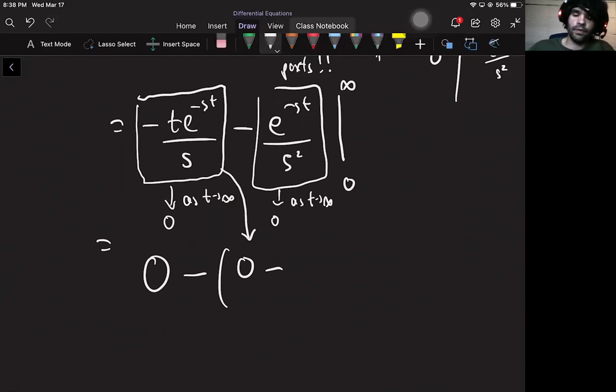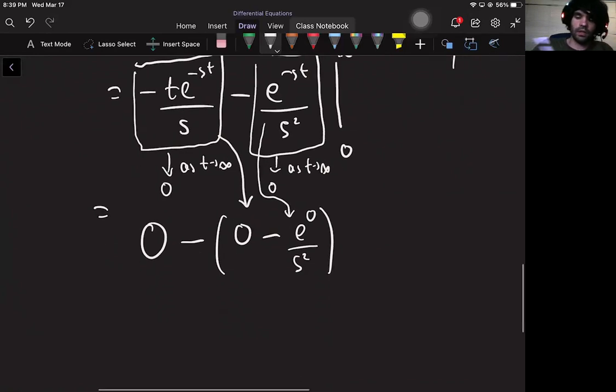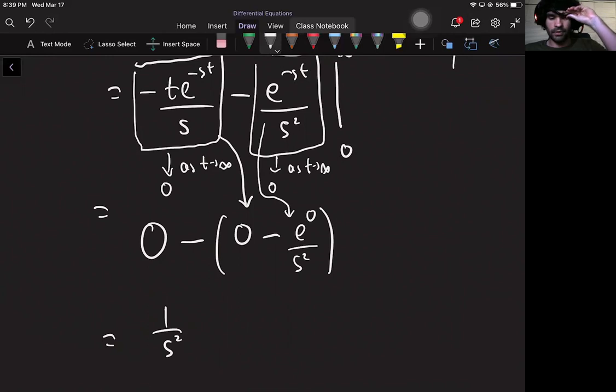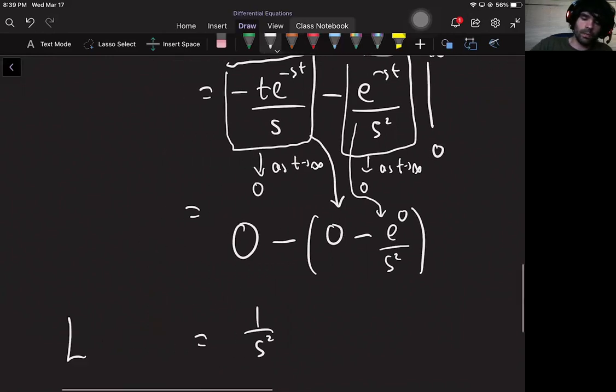And then I plug 0 in here, and I get e to the 0 over s squared. And so in the end, I'm just going to get 1 over s squared. So those minuses will cancel. e to the 0 is 1. And so that's the Laplace transform of t.